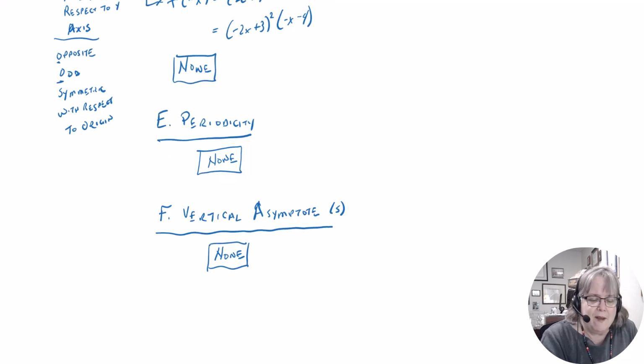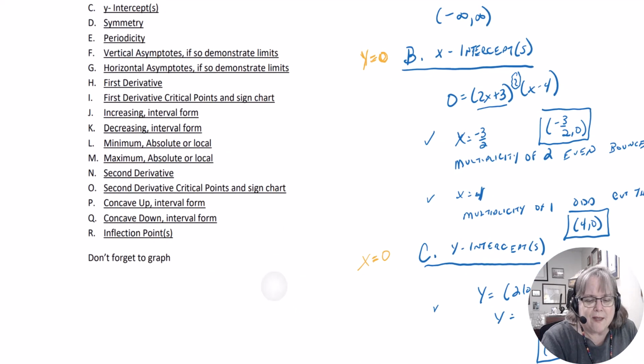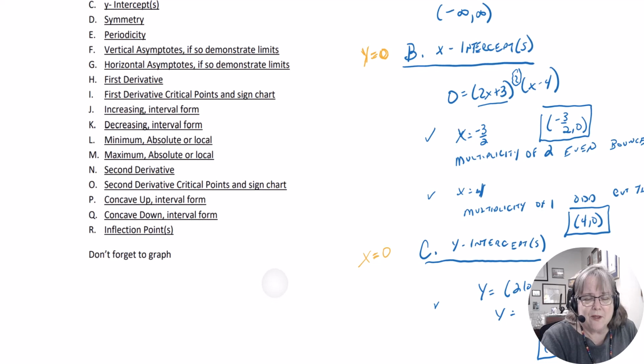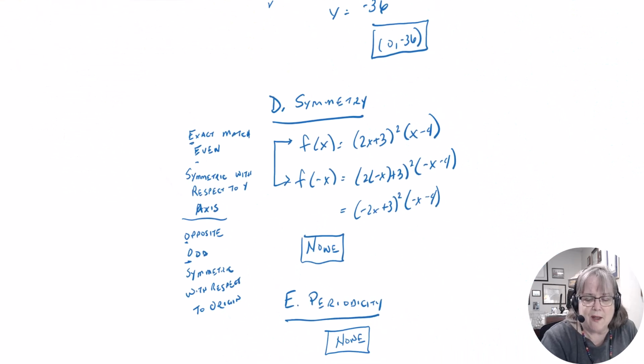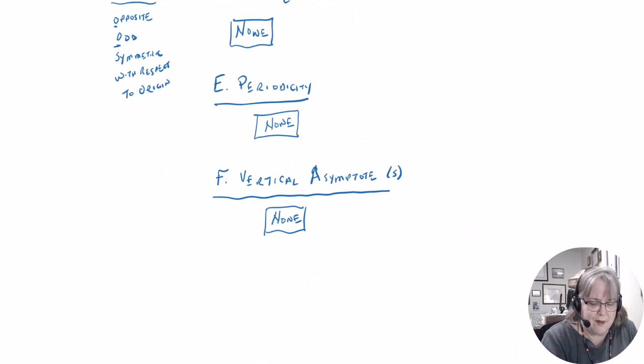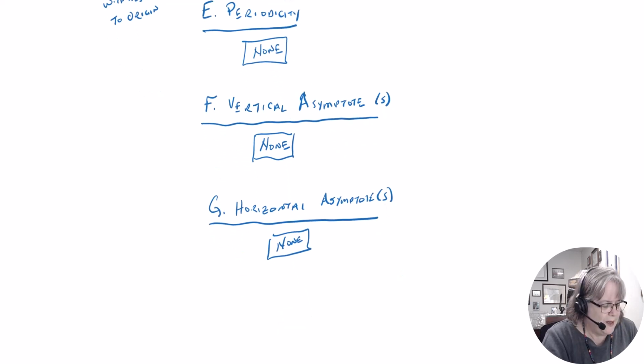Now, if you look at the list that we have somewhere up in here, right, vertical asymptotes, if so, demonstrate limits. Your teacher may very likely say if you have a vertical asymptote, you're going to talk about the limits on either side. That'll be in the next video. Okay, so we don't have to do that part for G, for horizontal asymptotes. This has none. So I don't have to explore the limits there either.